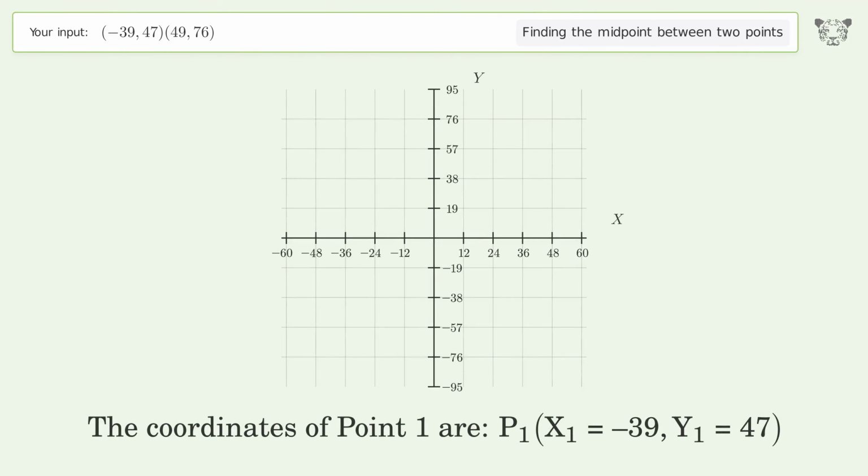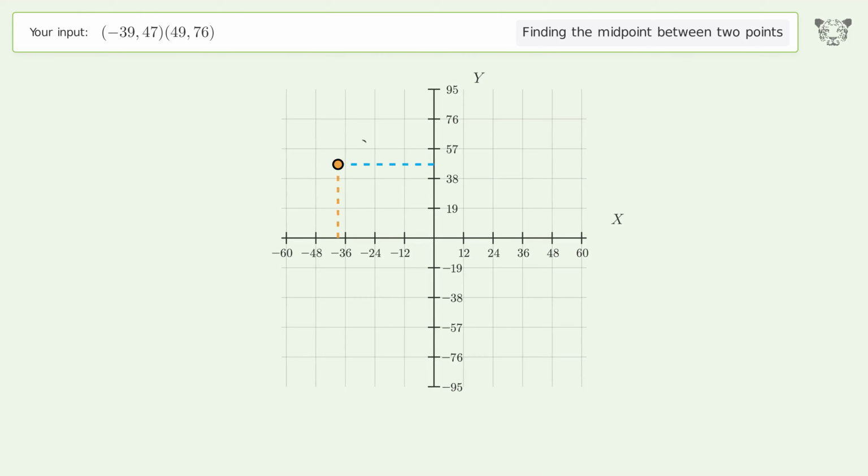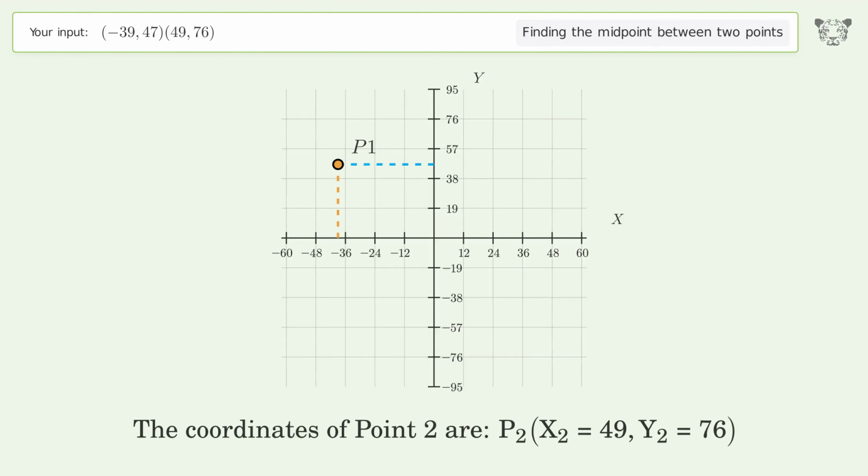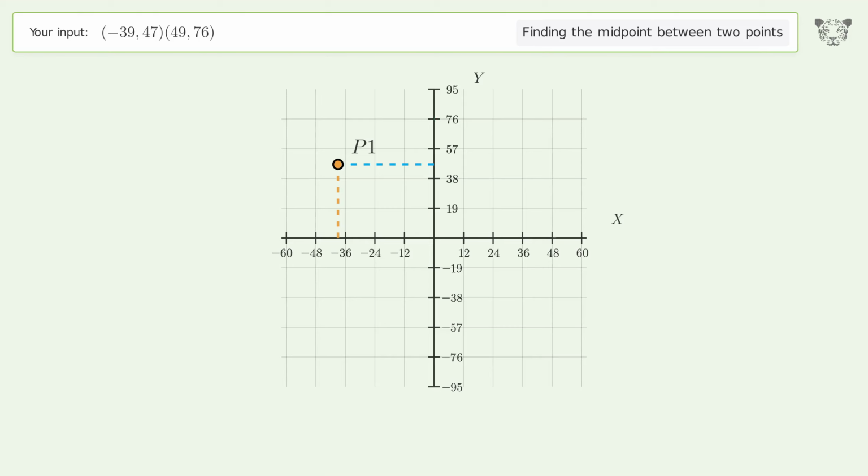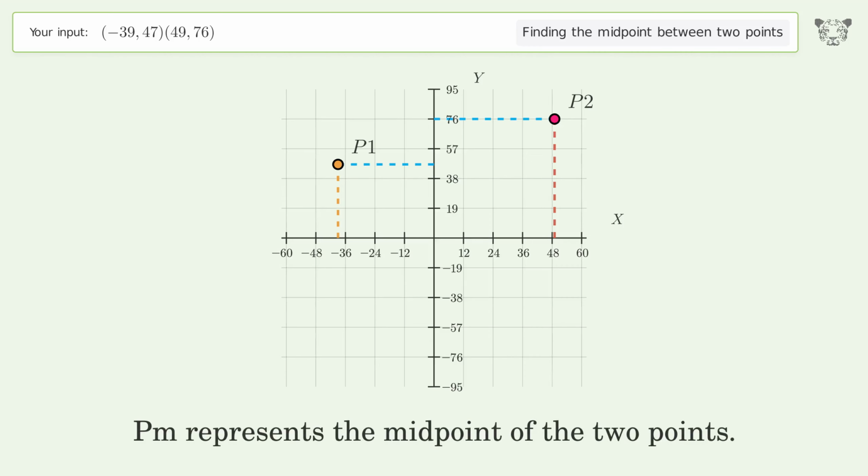The coordinates of point 1 are, x1 equals -39, y1 equals 47. The coordinates of point 2 are, x2 equals 49, y2 equals 76. PM represents the midpoint of the 2 points.